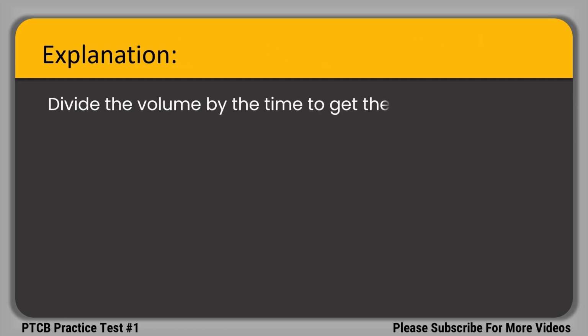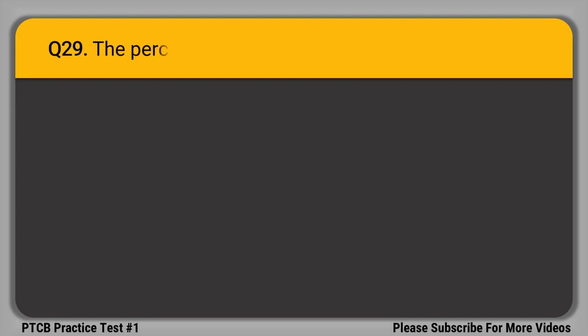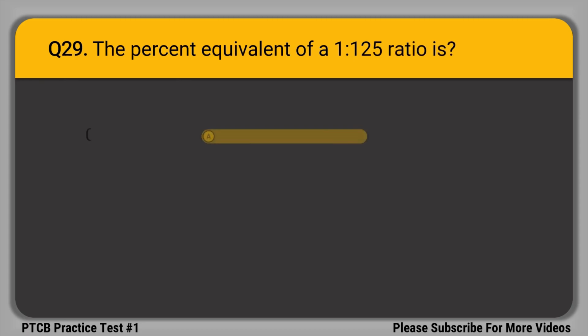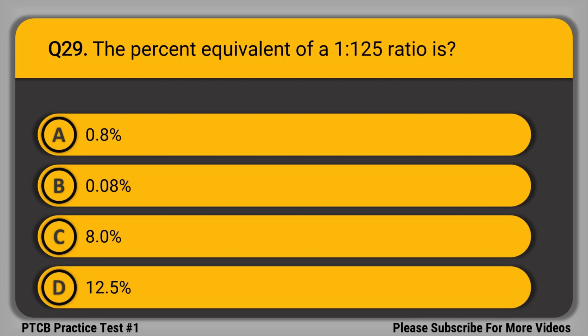Divide the volume by the time to get the flow rate. 2 liters equals 2,000 milliliters. 2,000 divided by 18 equals 111.1 milliliters per hour. Question 29. The percent equivalent of a 1 to 125 ratio is A. 0.8%, B.